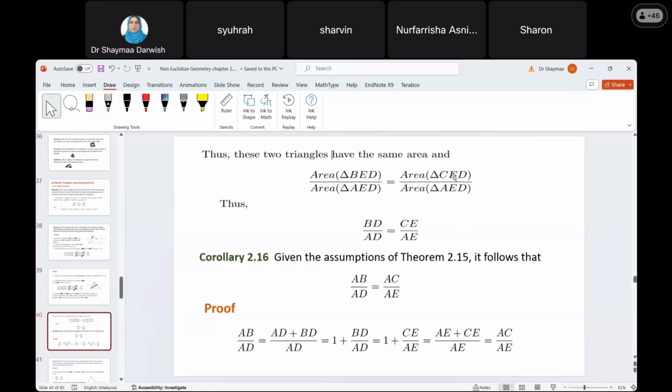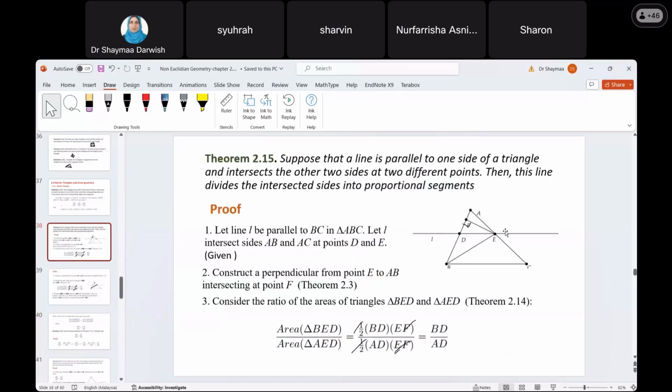Why? Because these two triangles share the same base and the same height. So the ratio we proved is equal to BD over AD. This ratio we already proved, CE equal to AE. So this is what we need to prove: BD over AD is equal to CE over AE. If you have a line parallel to another line that intersects the sides at two points, then it divides the sides proportionally, which means BD over AD equals CE over AE.